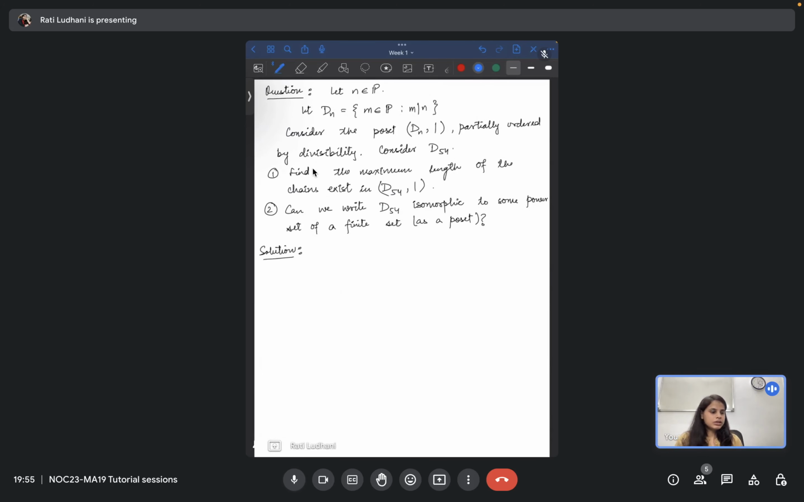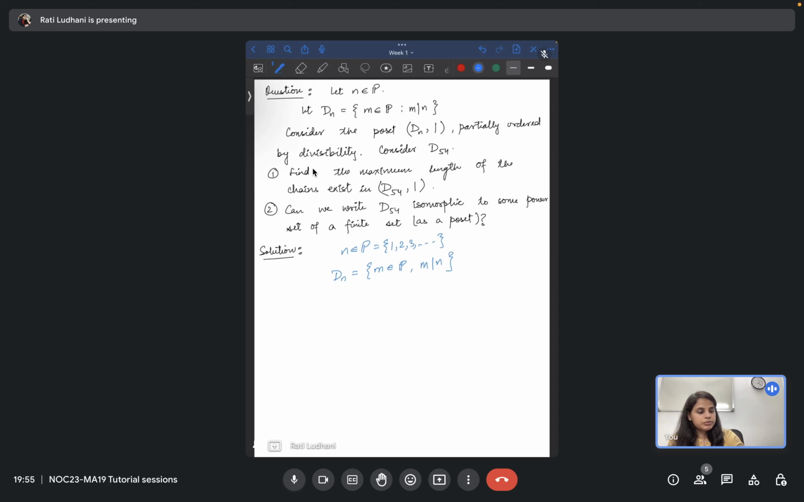Okay. So let's move to the last question. Let n belong to P, so you have been given n belongs to P, and Dn is equal to the set of m belonging to P, where n belongs to P means this is the set 1, 2, 3, 4, the natural numbers, positive integers. And Dn is what? Dn is all the elements m in P such that m divides n. So this is the divisibility set which we have seen in the second question, if I'm not incorrect.